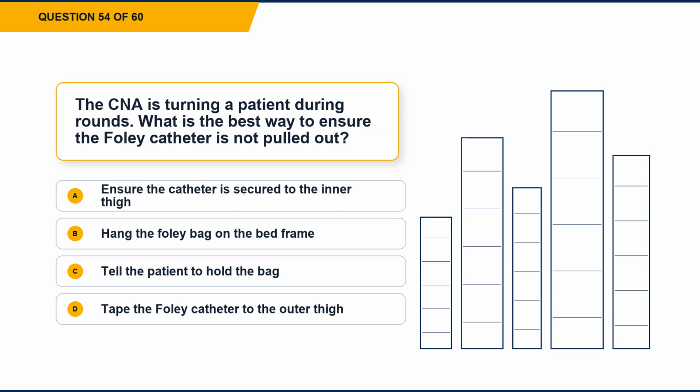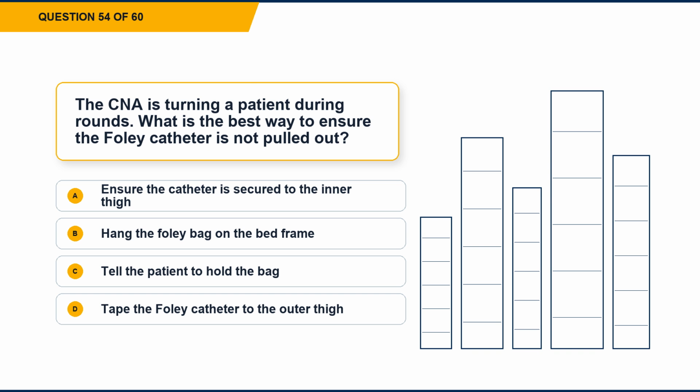Question 54. The CNA is turning a patient during rounds. What is the best way to ensure the Foley catheter is not pulled out? Option A, ensure the catheter is secured to the inner thigh. Option B, hang the Foley bag on the bed frame. Option C, tell the patient to hold the bag. Option D, tape the Foley catheter to the outer thigh.